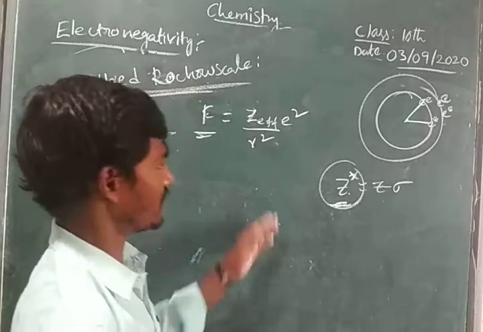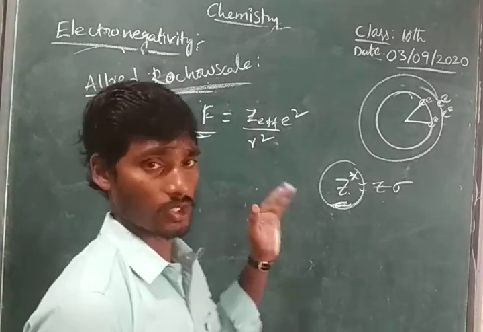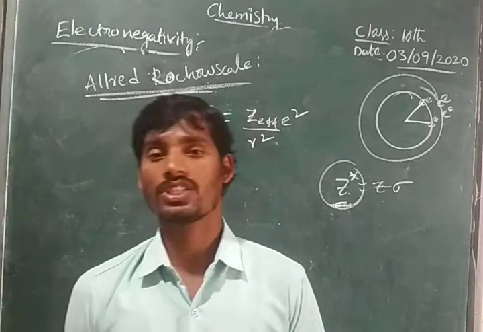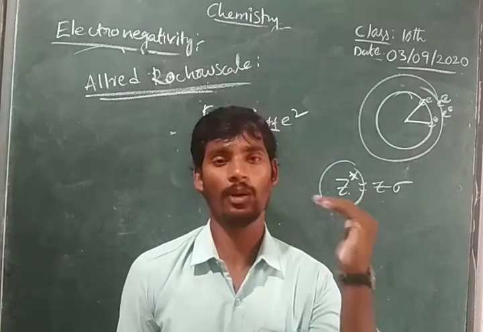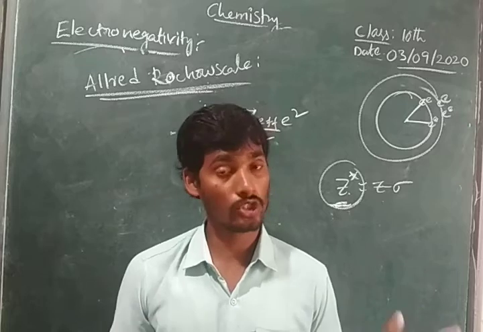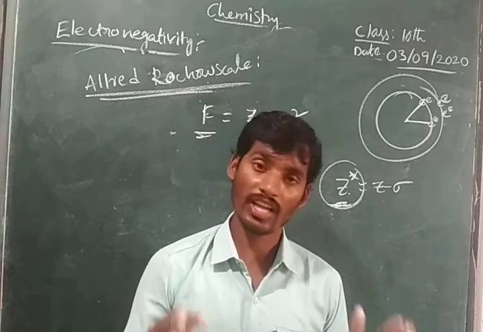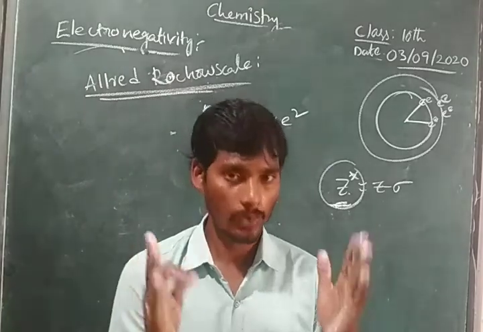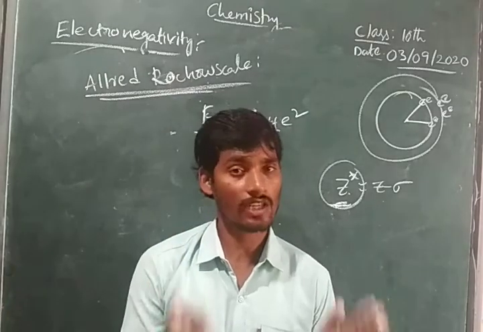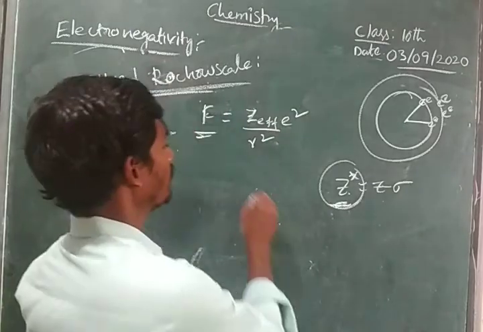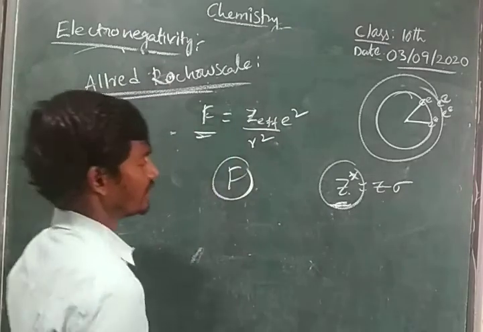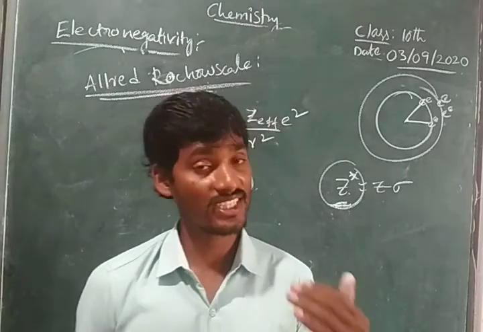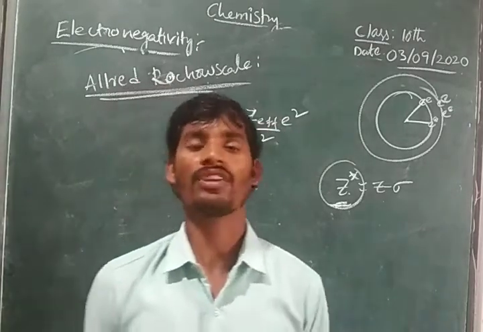But till today this has also failed. The Millikan scale failed to explain electronegativity, and the Avogadro scale also failed. Finally, till today we are following the Pauling scale. According to the Pauling scale, the highest electronegativity element is fluorine. So this is about what is meant by electronegativity and the scales that explain it.